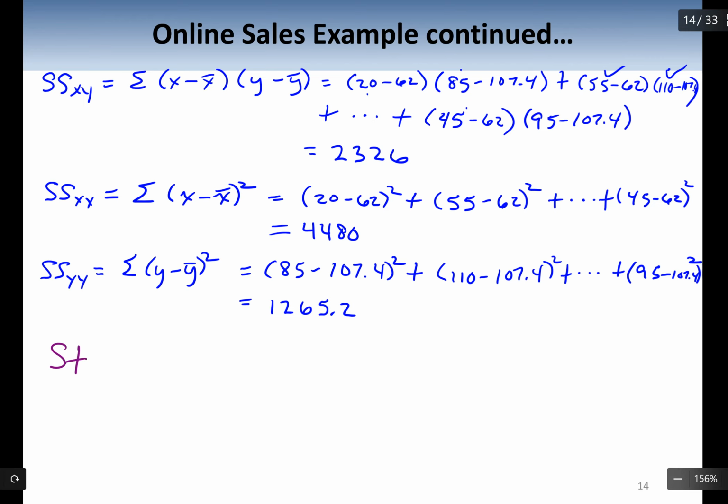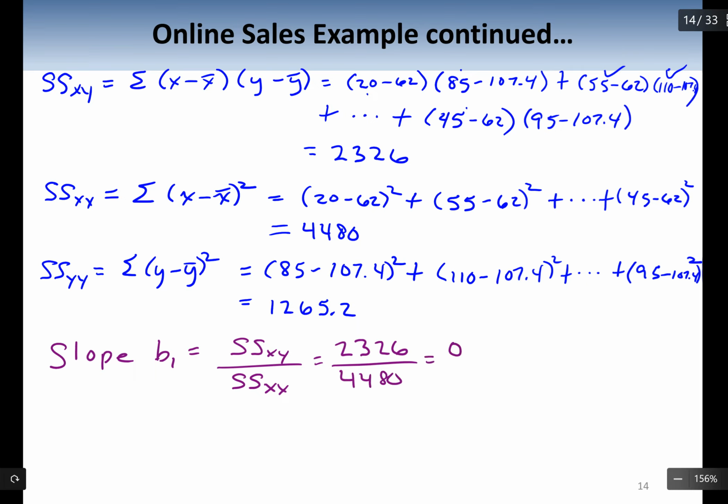So the slope, B1, B sub 1, is a function of the SSXY divided by the SSXX. And we have those readily here, already calculated. 2326 divided by 4480. We get 0.519. That is our slope.